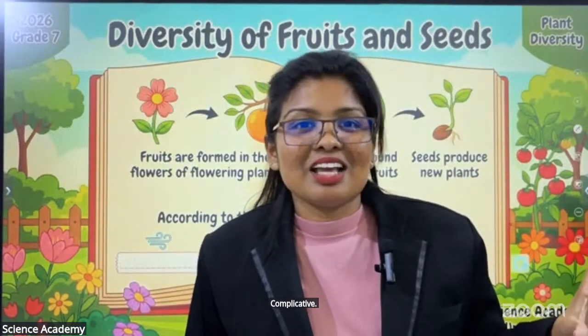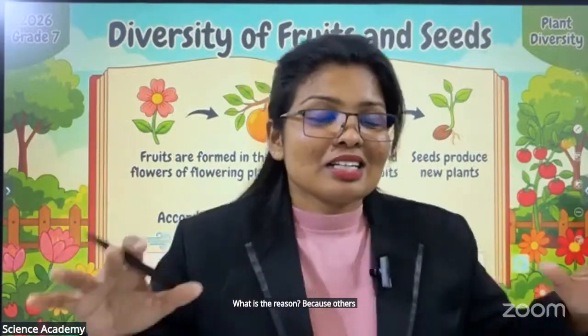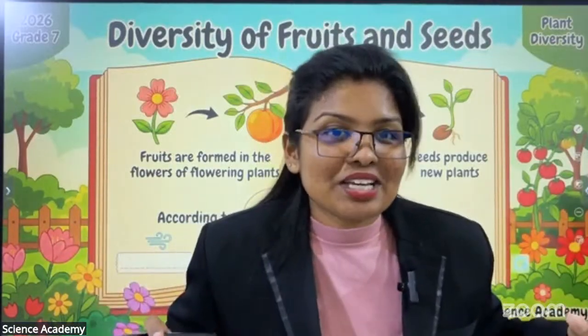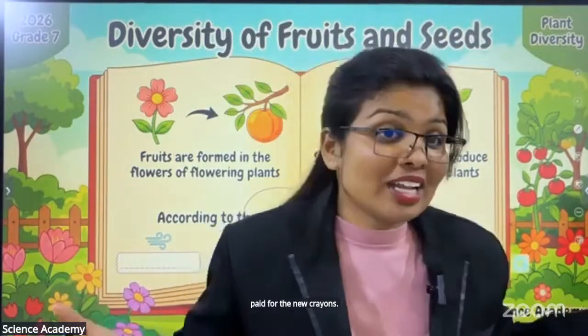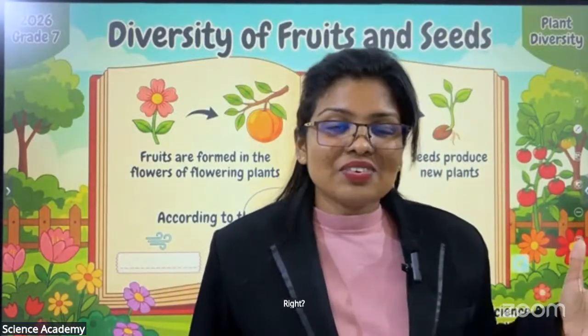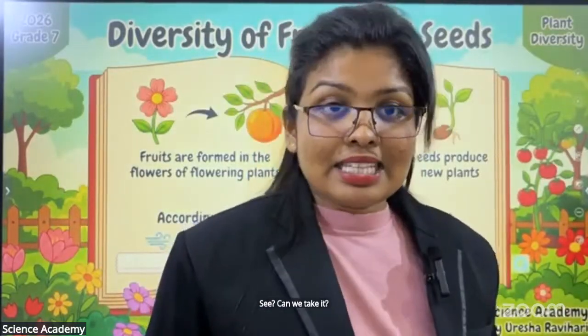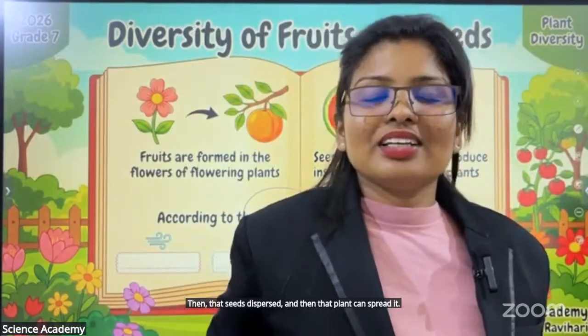What is the reason? Because the others also compete for the nutrients, water and these things, right? So children, that's why seed dispersion should happen, right? So then it is good, right? From one place to another place, seeds can be taken. Then those seeds disperse and the plant can spread throughout the geographical location.